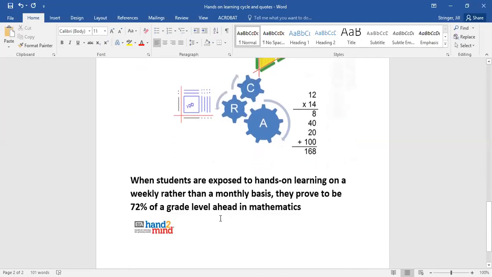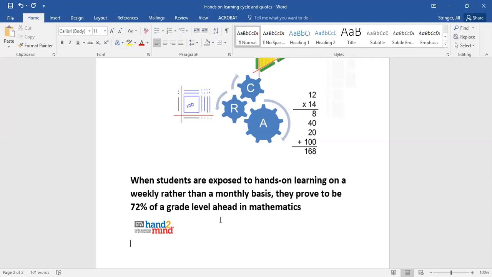So when students are exposed to hands-on learning on a weekly rather than a monthly basis, they prove to be 72% of a grade level ahead in mathematics. That's a huge, huge percent. And it's because they're doing hands-on learning. They're getting their hands in it, they're understanding concepts in multiple ways, and they understand it and they remember it. When they have hands-on, they remember what they did, and there's that retention as well.